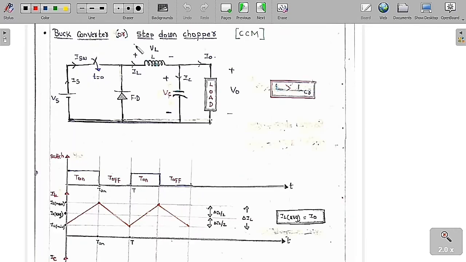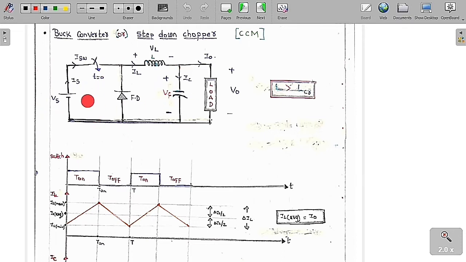So now we are going to study the buck converter or the step down chopper. This is basically continuous conduction mode. Buck converter is also called the step down chopper, meaning the average value of the output voltage is always lesser than the source voltage. So this is always a continuous conduction mode. This is the circuit diagram of the buck converter.